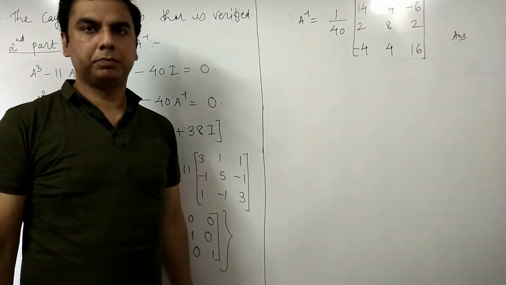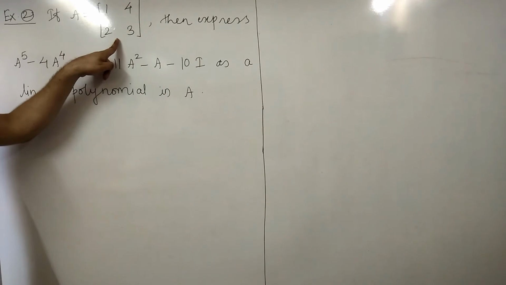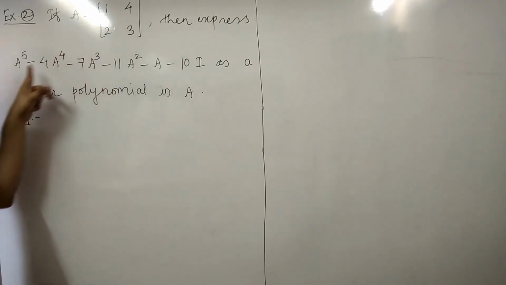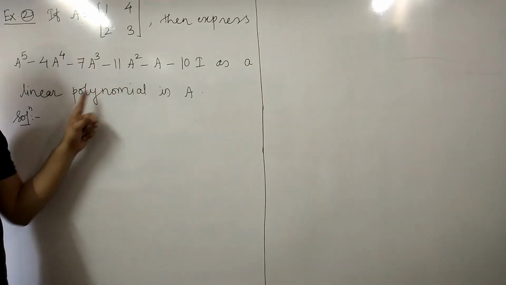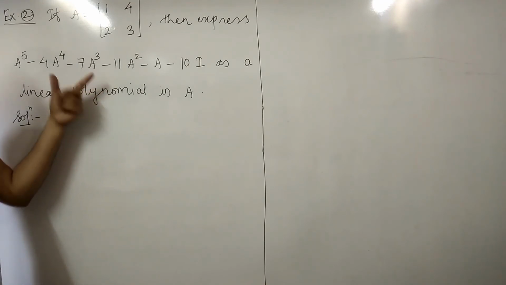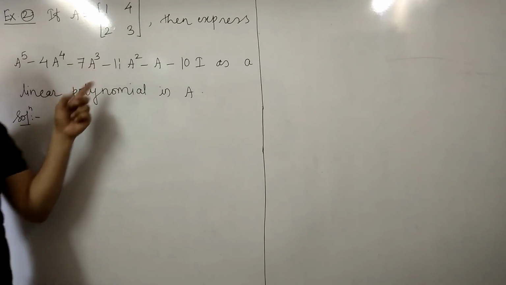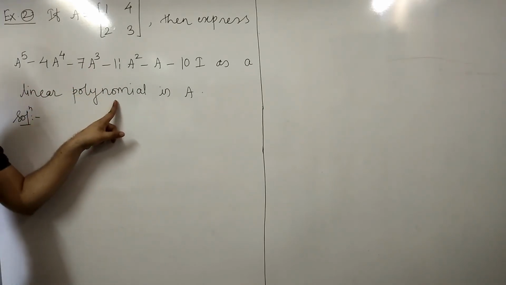which is our final answer. Now in the second example, if the matrix A is 1, 4, 2, 3, then we have to express this polynomial of degree 5 as a linear polynomial in A. Linear polynomial in A means what? We have to reduce this polynomial into a polynomial whose degree is 1. Linear means a polynomial of degree 1.